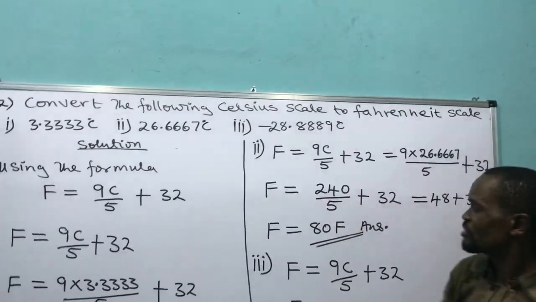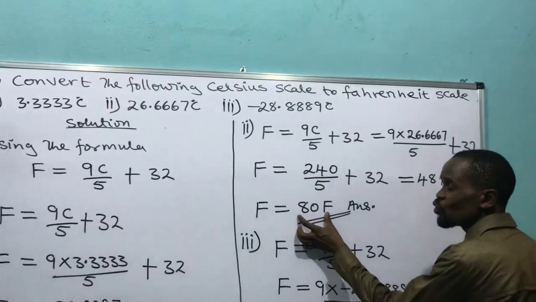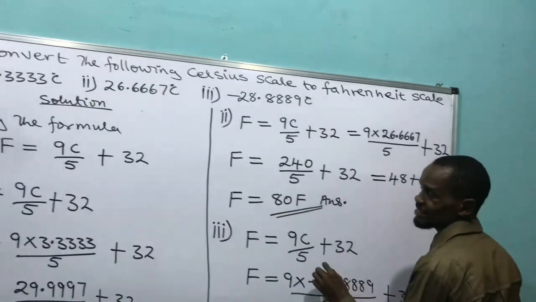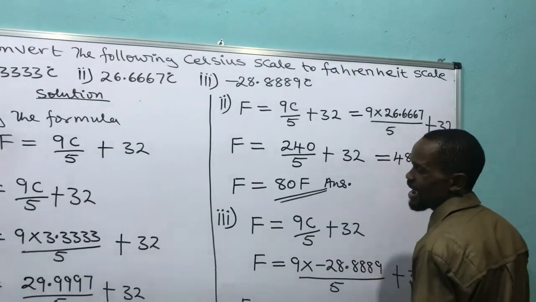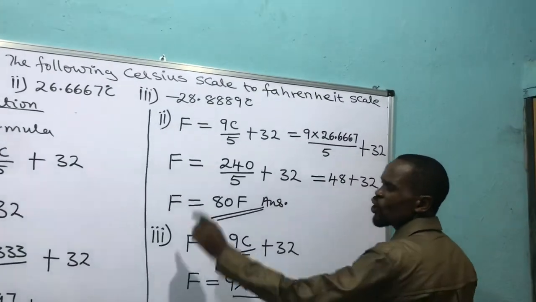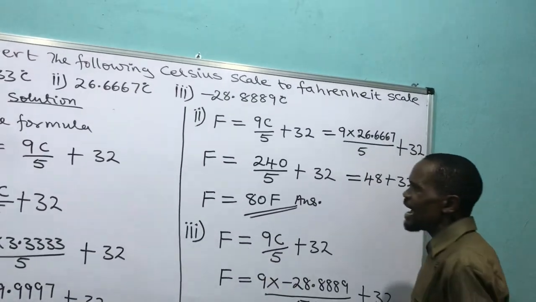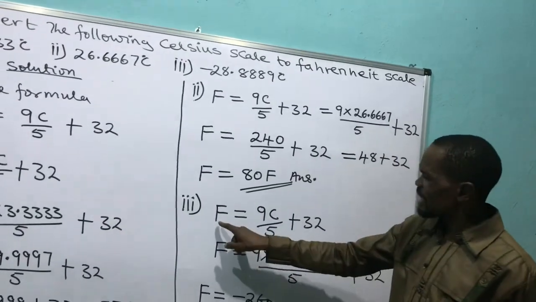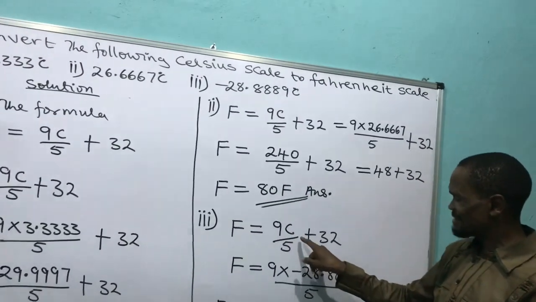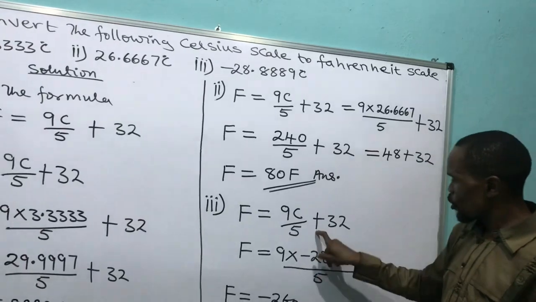26.6667 degrees centigrade is equivalent to 80 Fahrenheit. That's my answer. Coming to question III. Using the same formula, F equals 9 times C all over 5 plus 32.